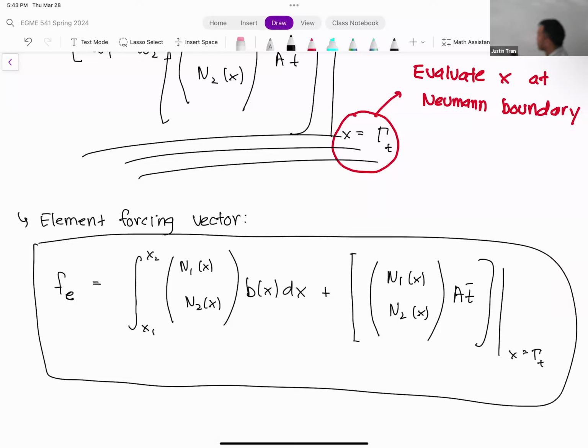And so if you look at all the terms here, everything is just kind of a 2x1 vector, essentially. We have some extra steps along the way. We have some integration that we have to do, but essentially we just end up with a 2x1. So now that we have our element stiffness matrix and we have our element forcing vector, we can put together the full linear system that represents this particular element.